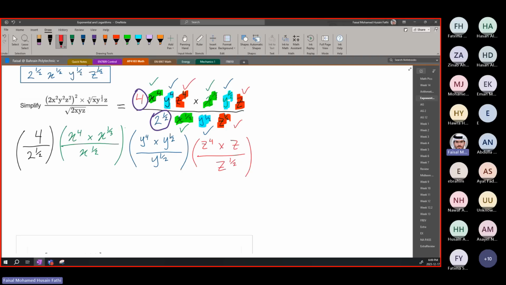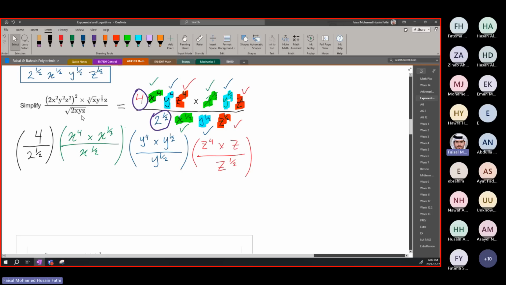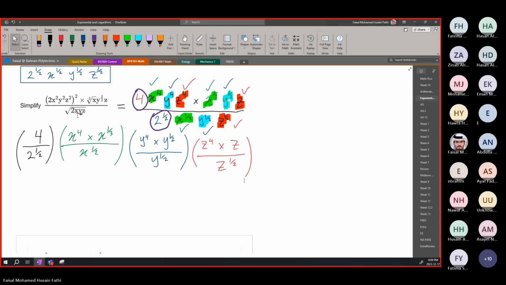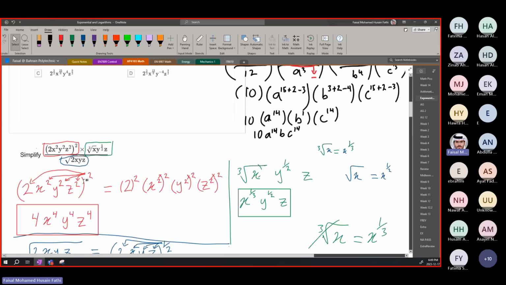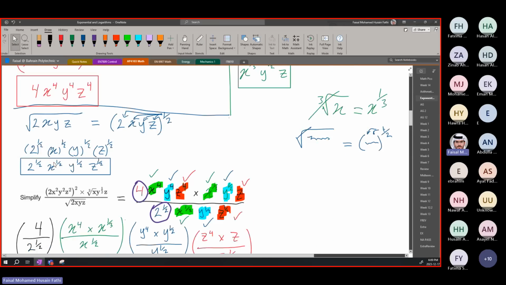Now you should know how to do each one separately. This one you just plug into the calculator, 4 divided by square root 2, which is 2 square root 2. And you can just write it as 2 square root 2 or whatever way you want to write it. It doesn't matter. Actually, it depends on the solutions they give you here. So they're writing 2 power half.